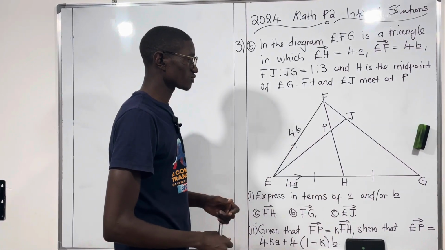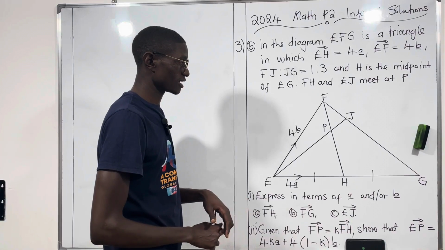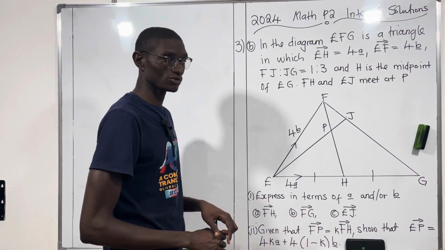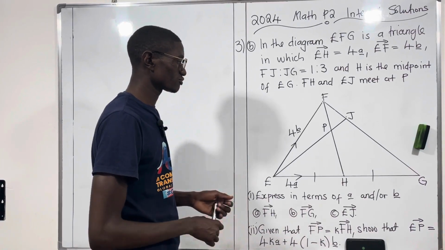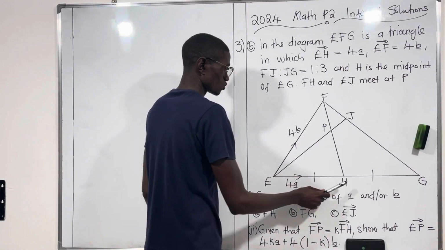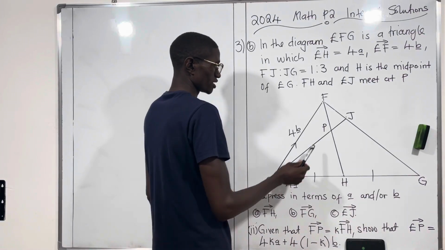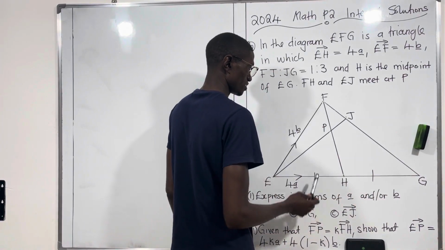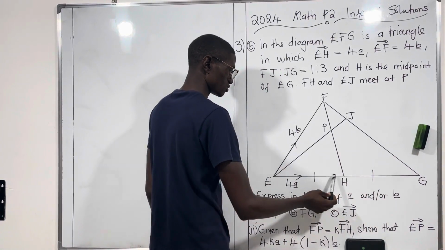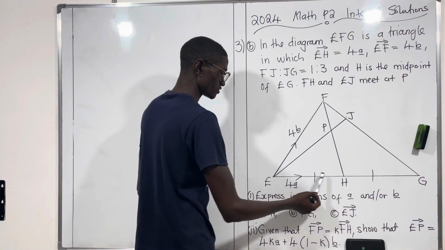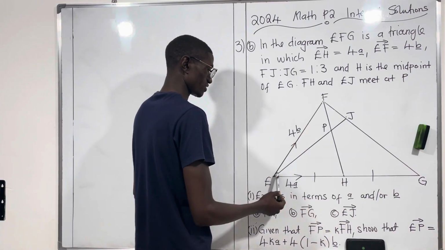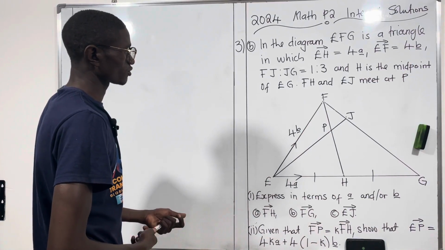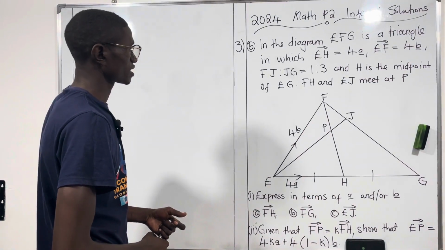Another thing you need to take note of is that whenever you're dealing with vectors, you need to always use a path with known values. Let's say, for example, you're trying to move from F to H. It is not ideal to move using this path. It's better you use this path because you know all the values. You know the value for this vector here, and you know the value for that vector here. So that is that. We can now go through the question and start answering it.